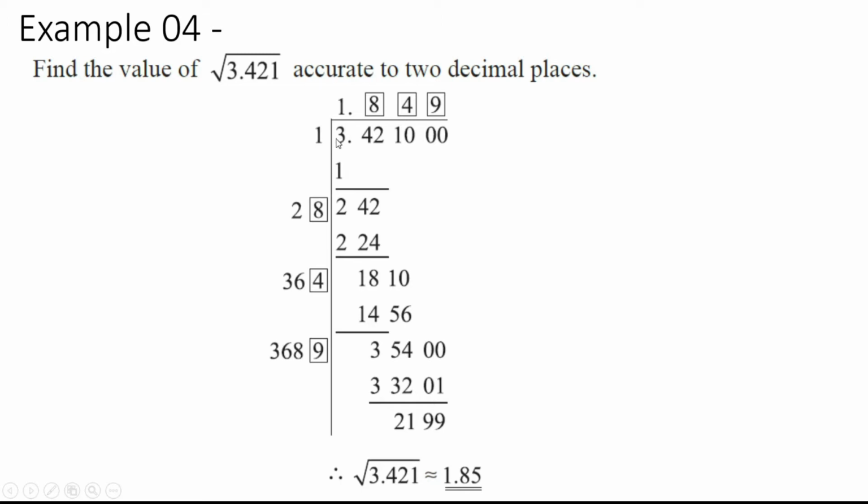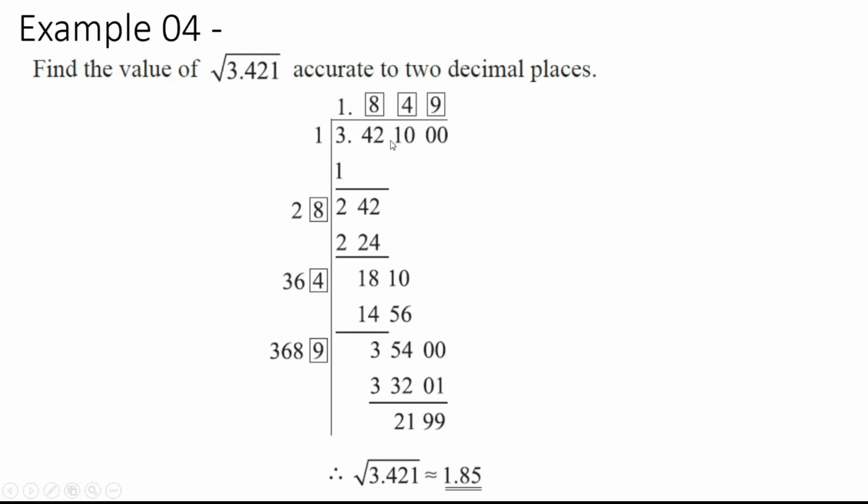When looking at this first digit, 3, the closest perfect square to 3 is 1. That is, the square root of 1 is 1. So you write 1 above the line and onto the left side of the line. Then the product of 1 into 1 is 1. Then you get the difference between these two. 3 minus 1 gives you 2.